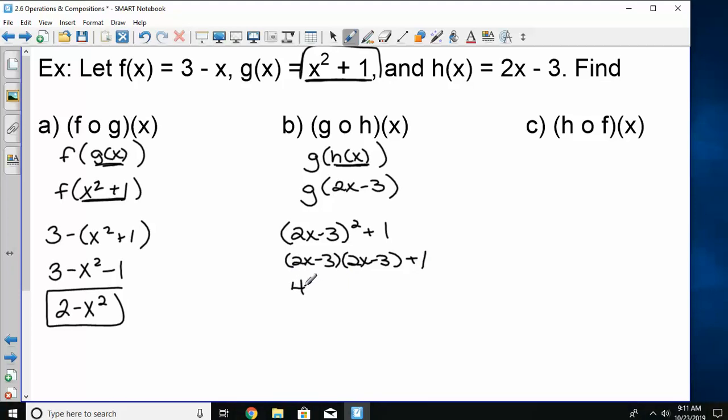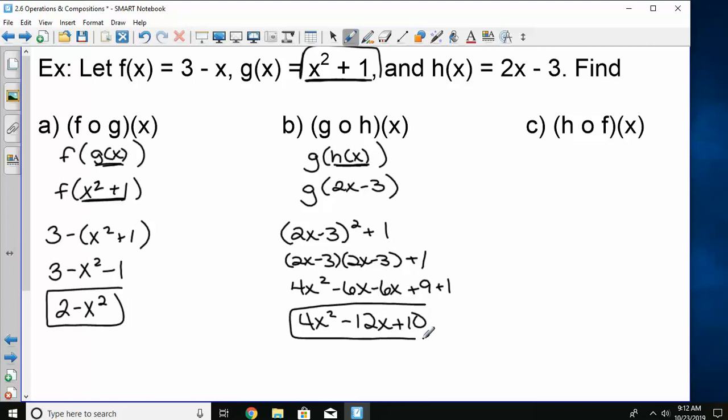So you get 4x squared minus 6x minus 6x plus 9 plus 1. So we add our other two. 4x squared minus 12x plus 10. No, you do not have to factor or do anything else. Will you ever ask us to?